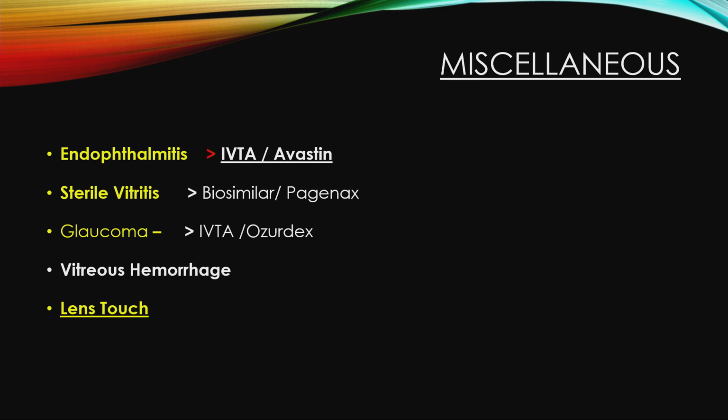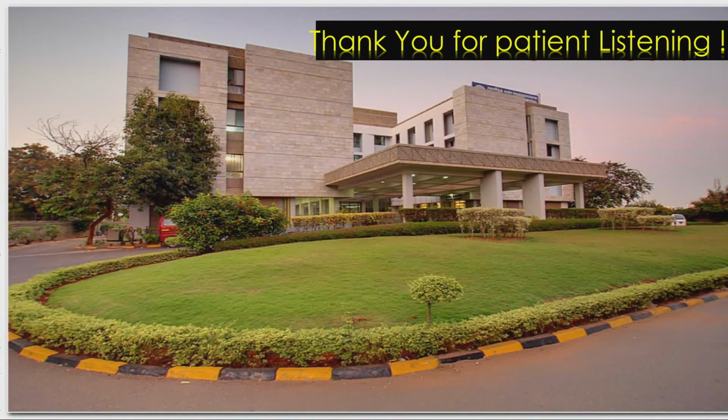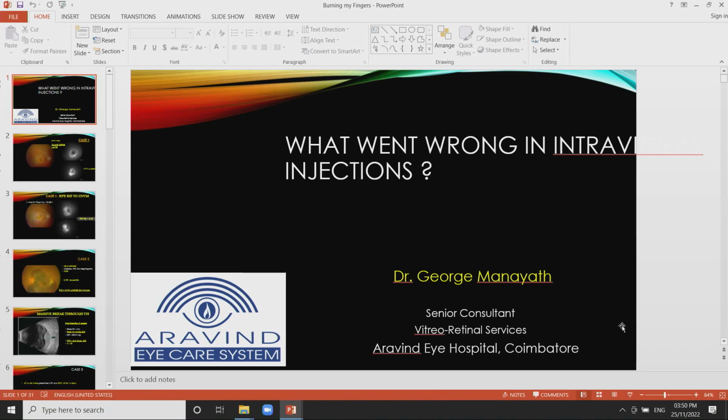So the miscellaneous or other complications where it can go wrong are endophthalmitis, especially with Avastin or intravitreal triamcinolone, and you can have sterile vitritis, which was earlier reported with biosimilars and now recently with Pegnex also. And then we have glaucoma, especially with Ozurdex or IVTA, and procedure related, what can go wrong is a lens touch during the injection procedure.